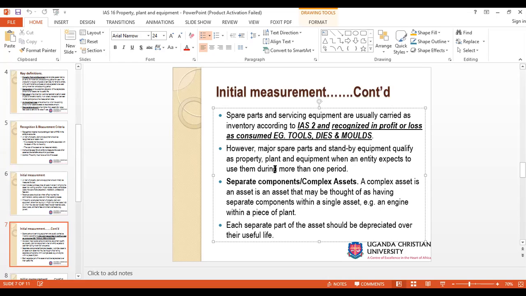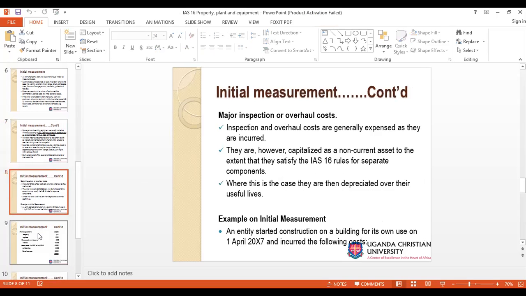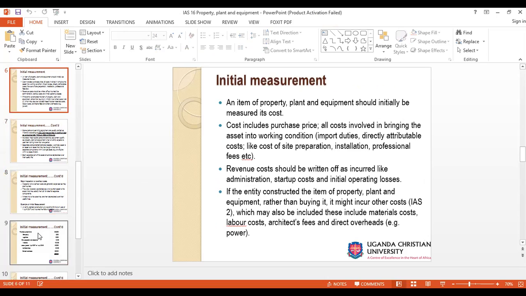We are still looking at initial measurement, but we just need a break of 1 minute. Then we come back and proceed.